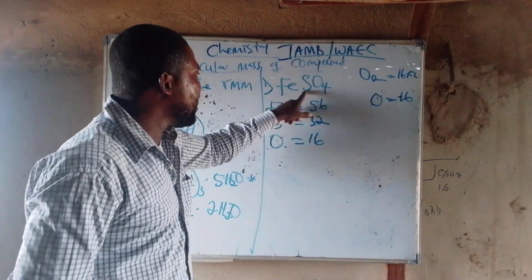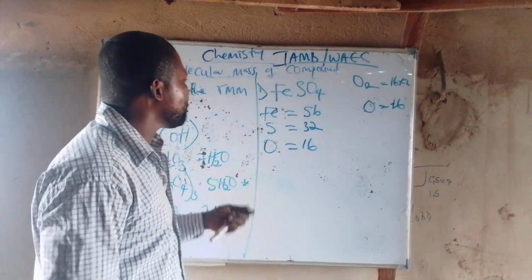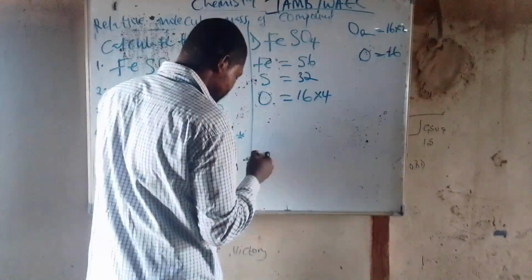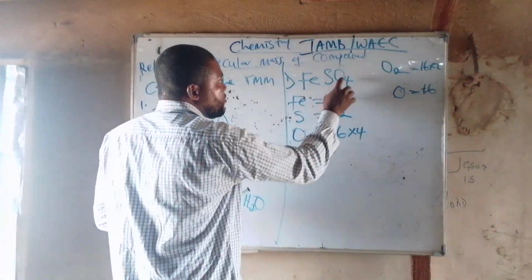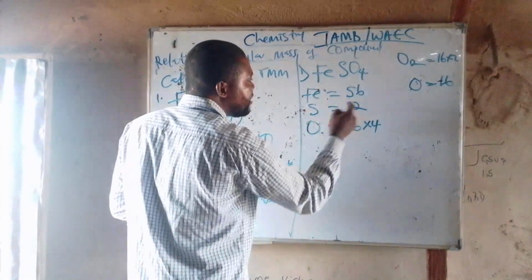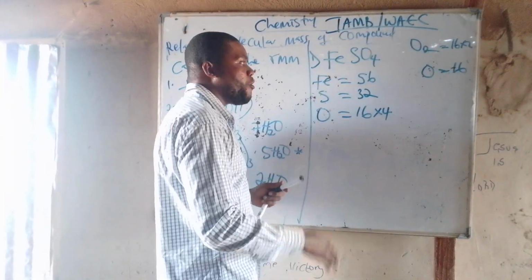Iron here is 56. X here is 32. O here is 16, but there's 4 here, so put times 4. If there was 2 here, I'll put 2 times 2. If there was 8 here, I'll put Fe times 8.